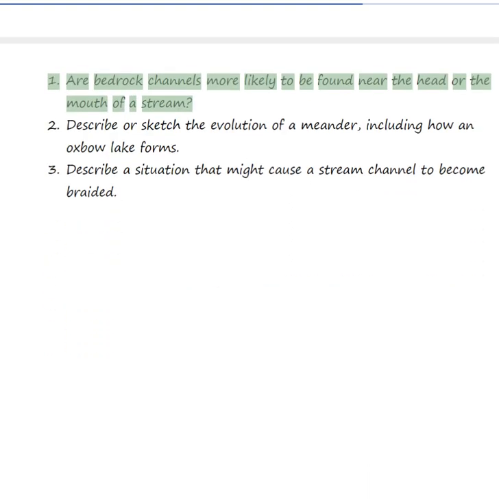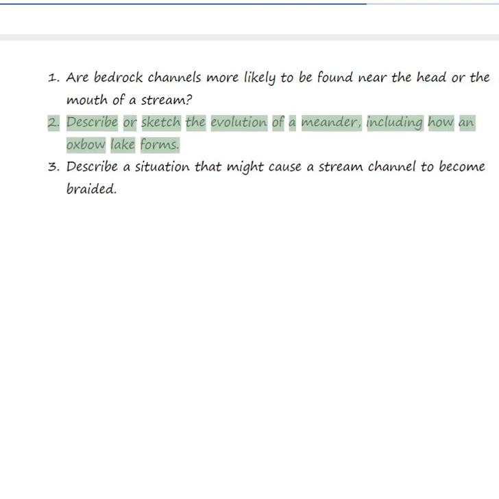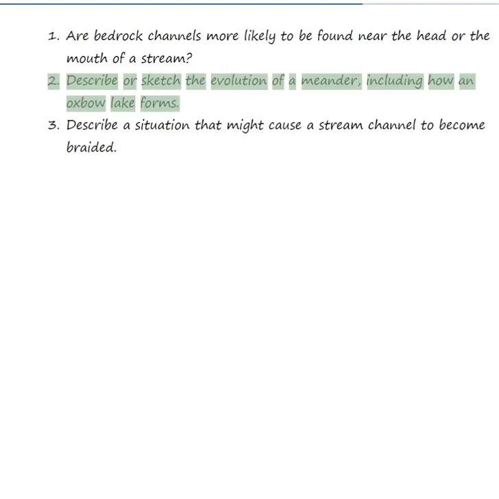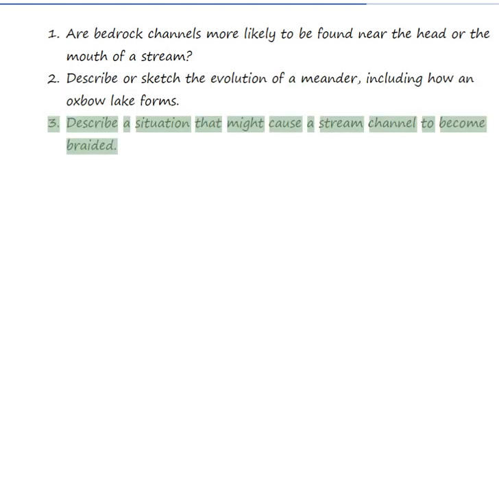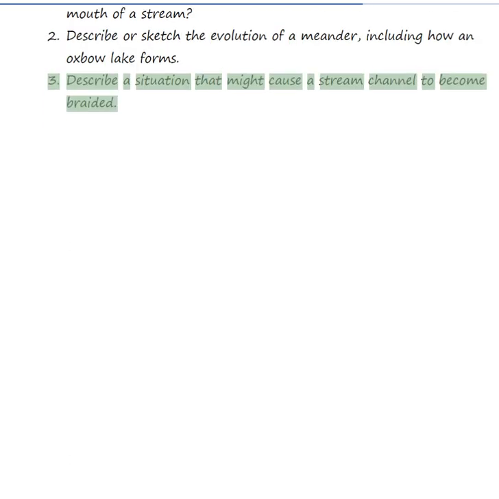1. Are bedrock channels more likely to be found near the head or the mouth of a stream? 2. Describe or sketch the evolution of a meander, including how an oxbow lake forms. 3. Describe a situation that might cause a stream channel to become braided.